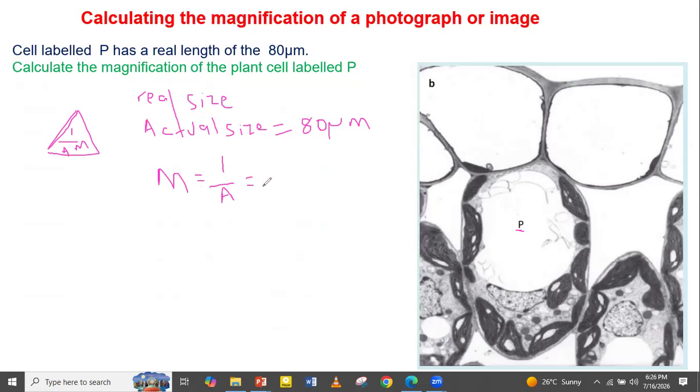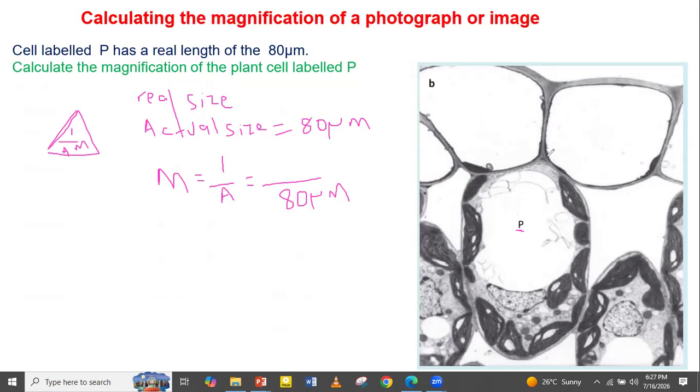In this case, I have my actual size, which is 80 micrometers. But I do not have the image size. So what am I going to do? I'm going to go to this diagram or photograph, and I get a ruler. Your ruler could be in centimeters or millimeters, whichever one you use. But most of the time, my students have rulers that are in centimeters. So get a ruler and measure this cell labeled P.